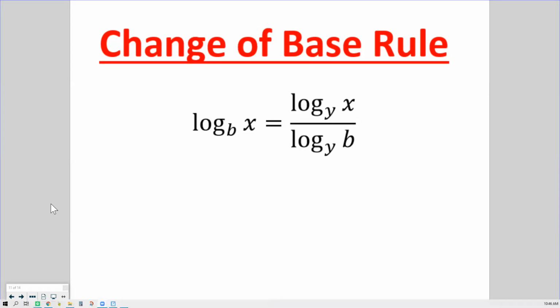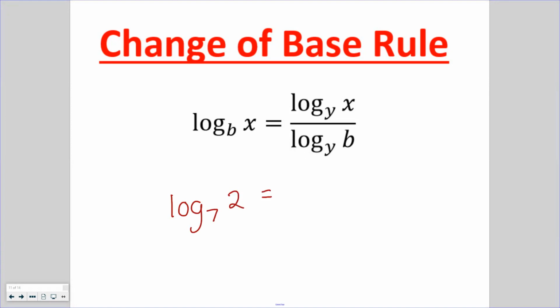The way that we're going to do this, I think it's a lot easier to see with numbers. If I have something like log base 7 of 2, and I don't like base 7, let's say I want to turn it into base 10. I take the log of my new base 10 of my old argument. So the old argument goes on the top, and I divide that by the log of my new base, and the argument in the bottom is the old base.